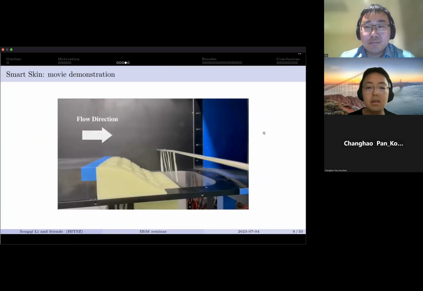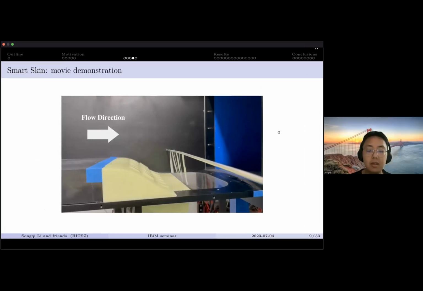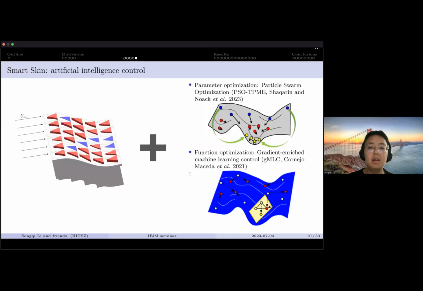Okay, so this is a movie of this smart skin plant. It shows the on-off of these passive devices, and I use these papers to show the active blowing capacity, the on and off switching of the active blowing of all the actuators. So this gives you an idea of how it actually looks in the lab.